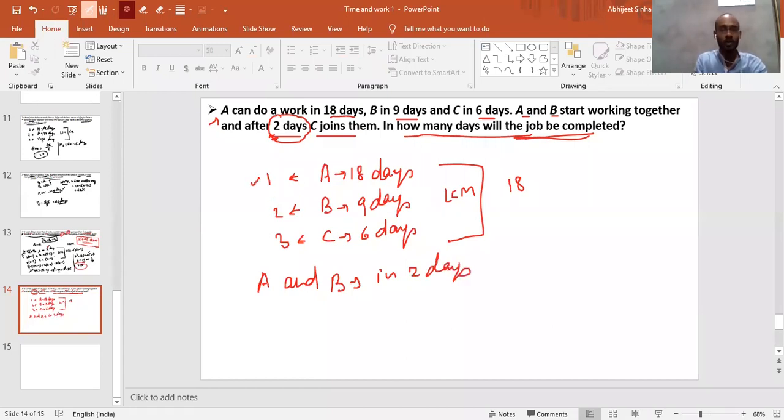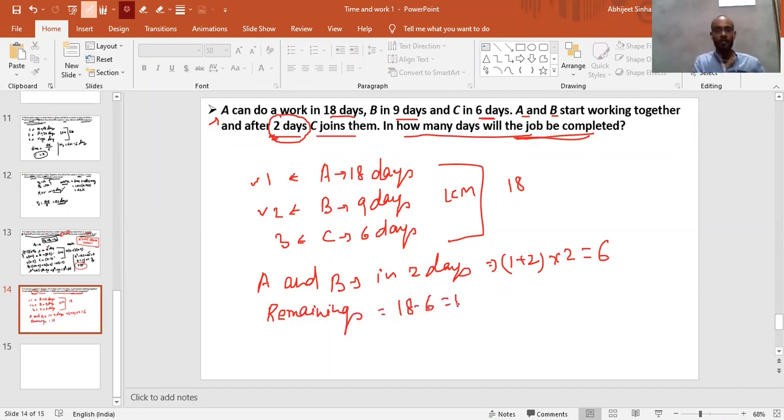So A can do 1 unit of work and B can do 2 units of work. So together they will do 1 plus 2 units of work in 1 day. So in 2 days they will complete 6 units of work. Right? So if 6 units of the work are completed, what is the remaining work? As you can see, the remaining work is nothing but 18 minus 6, which is 12. Right? So the remaining time we need to calculate.